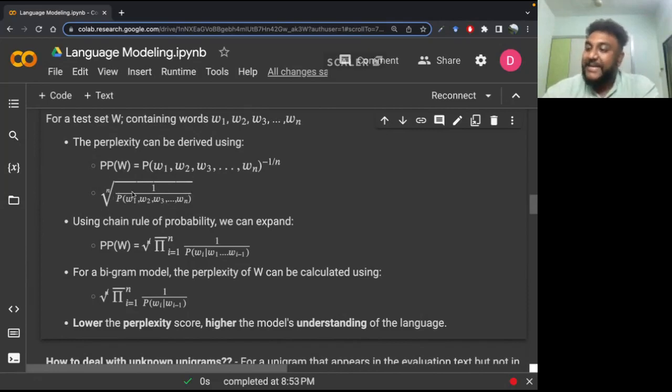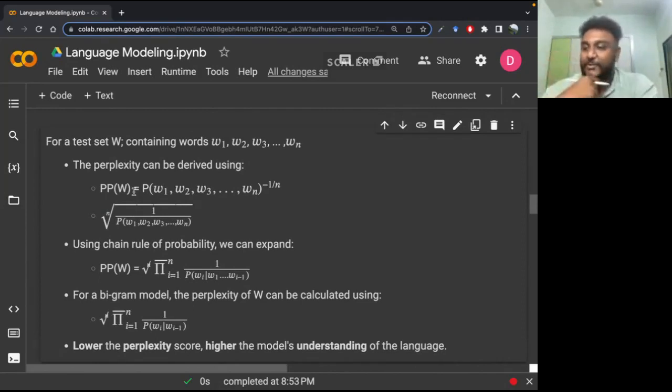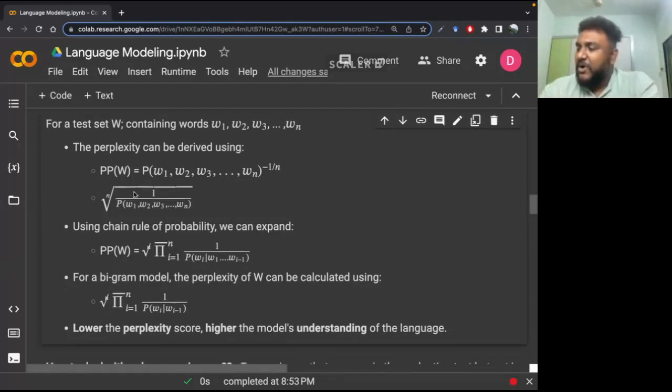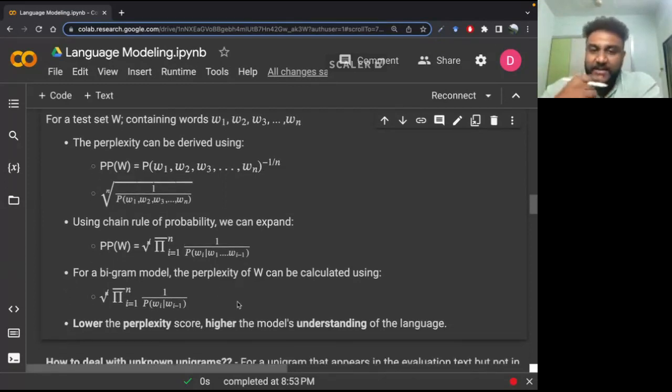And the perplexity is what we can use to check whether our model is doing good or not. So the question here is, should the perplexity be low or high to check whether a model has understood something? That is a valid question to ask. Should my perplexity value be low or should it be high to check my understanding of my model? It turns out that the lower the perplexity score, the higher is the model's understanding of the language.